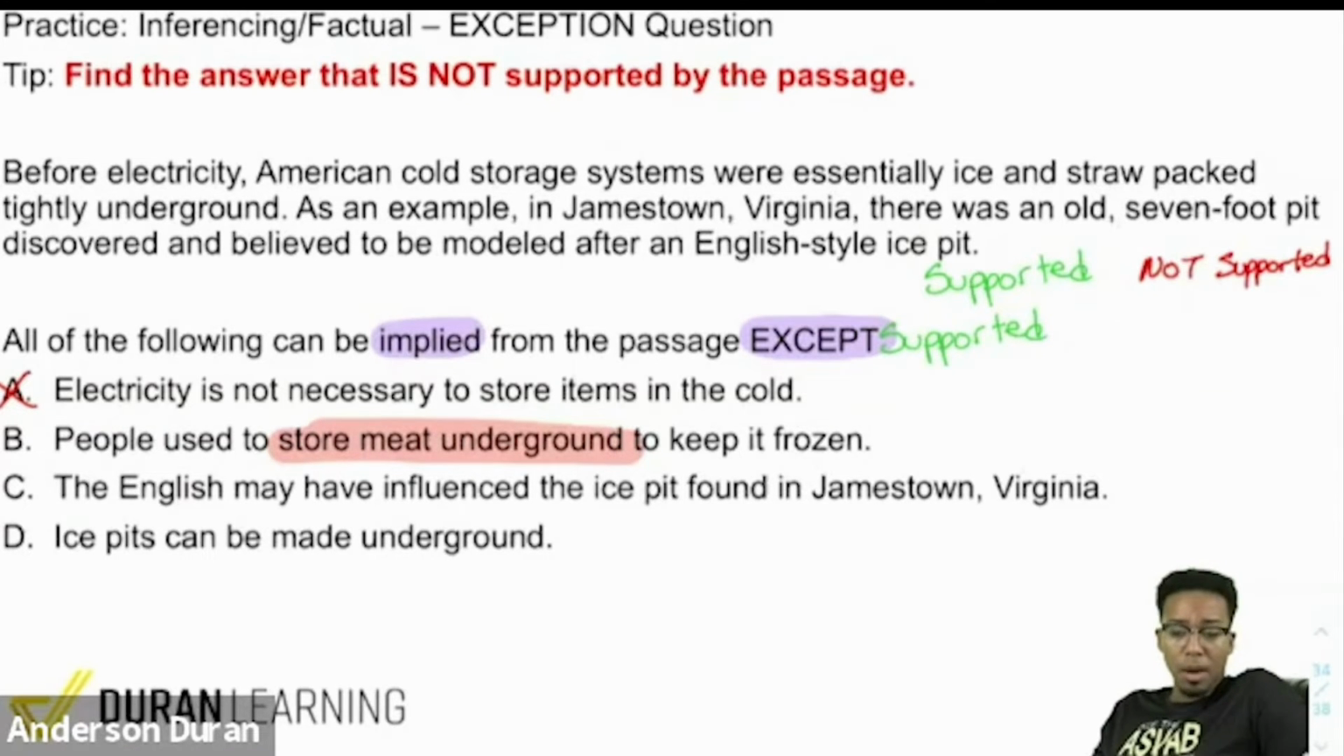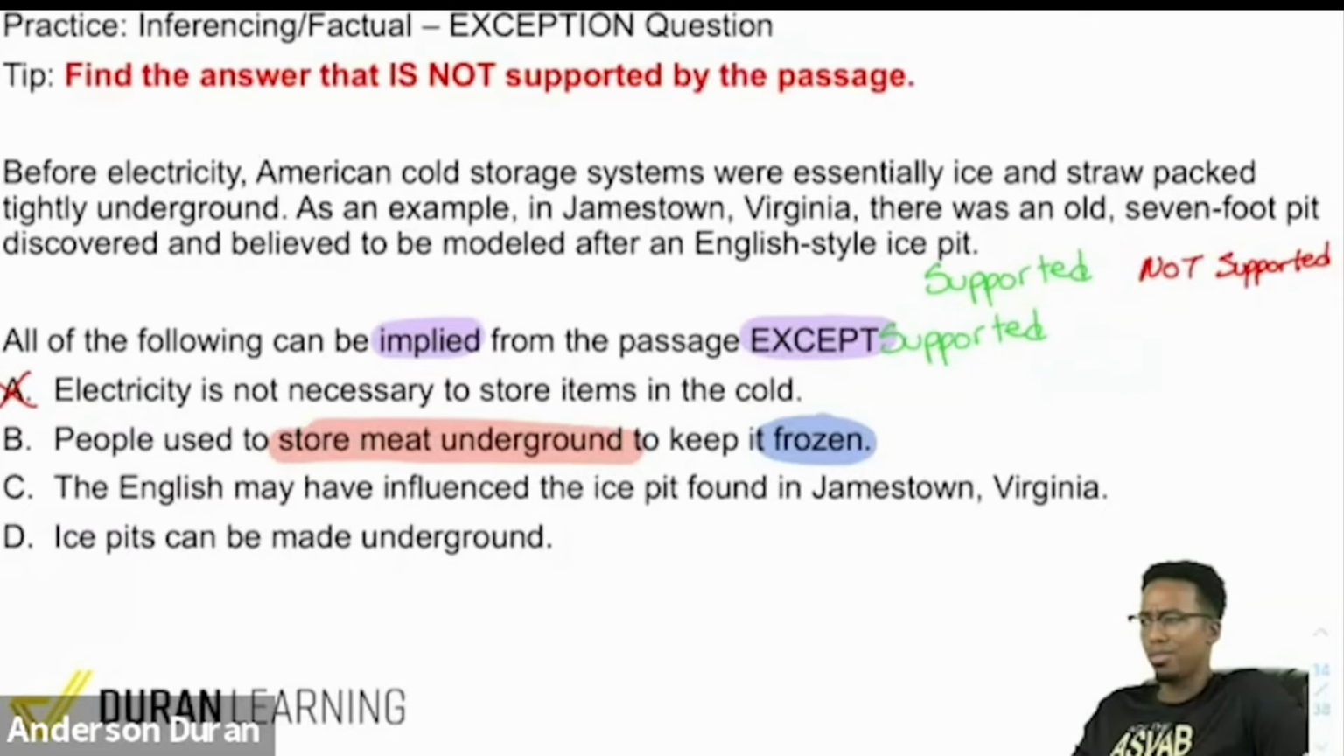Right, it never says anything about meat. But even if you wanted to try to pick B, everybody, the other flaw with this question, what word should I highlight to really just put the nail in the coffin? Exactly. Frozen. We're talking about cold storage systems to keep things cold. We're not talking about keeping things frozen.